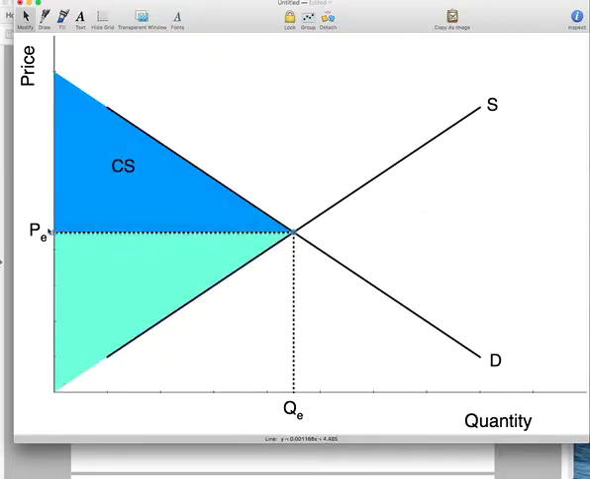So the area that's bounded by the equilibrium price and the supply curve, that area right there, the light green area, is the producer surplus. So let me label that as the producer surplus, and change the font so it's a little bit easier for everybody to see. Make sure you remember that the producer surplus is the area bounded by the equilibrium price and above the supply curve, while consumer surplus is the area bounded by price but below the demand curve.